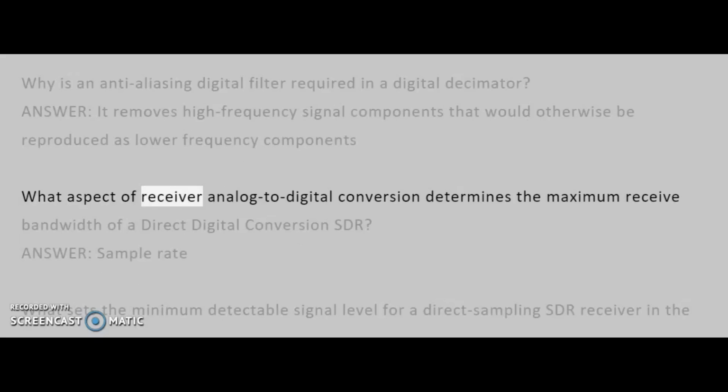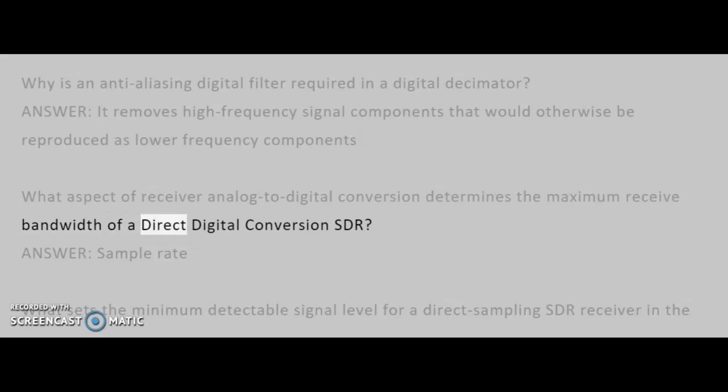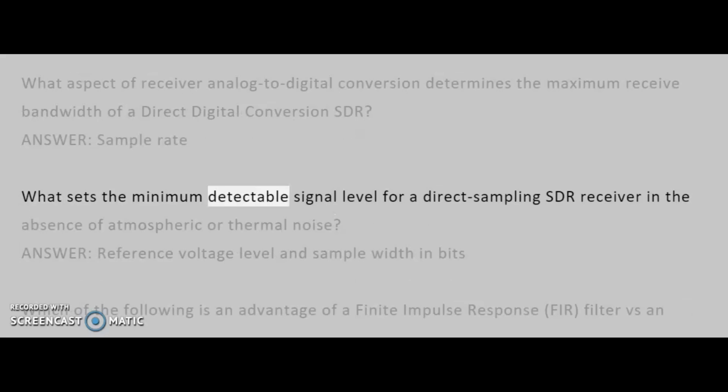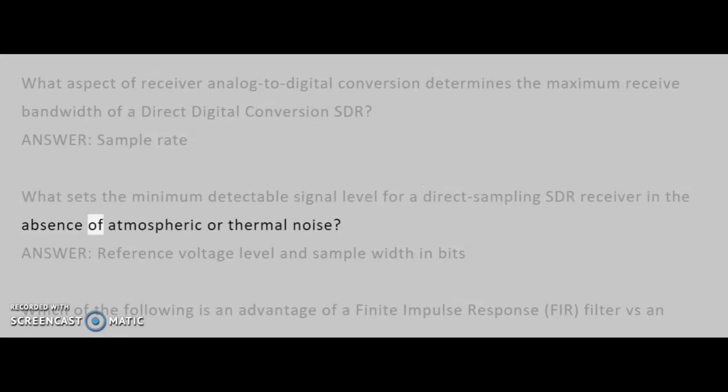What aspect of receiver analog-to-digital conversion determines the maximum receive bandwidth of a direct digital conversion SDR? Answer: sample rate. What sets the minimum detectable signal level for a direct sampling SDR receiver in the absence of atmospheric or thermal noise? Answer: reference voltage level and sample width in bits.